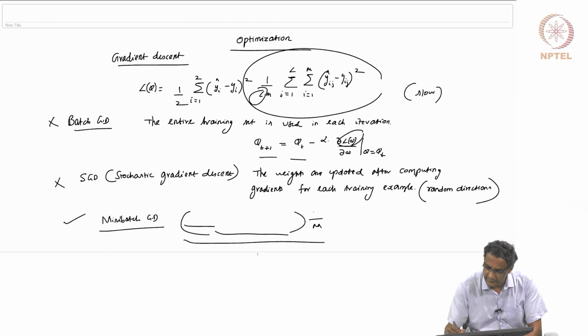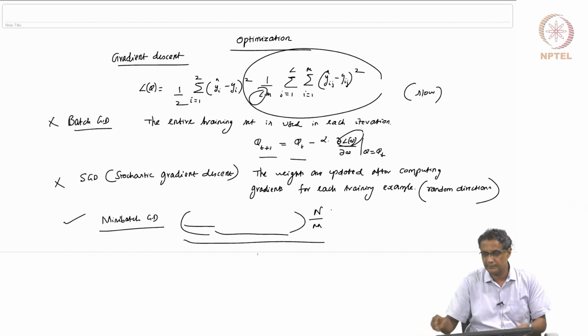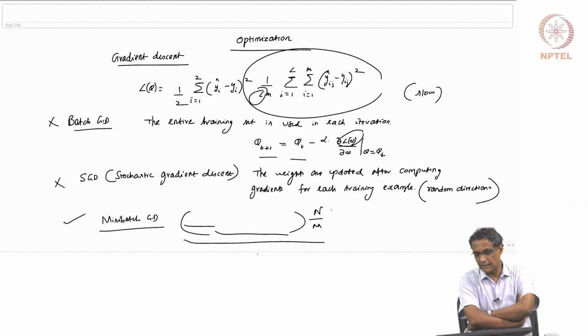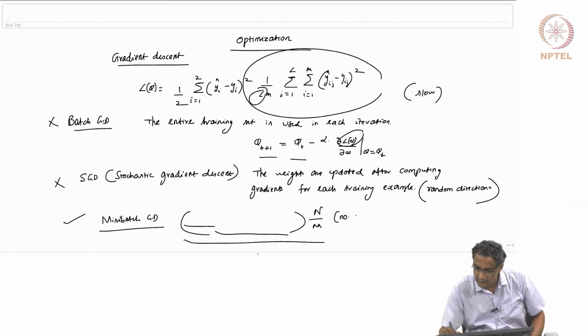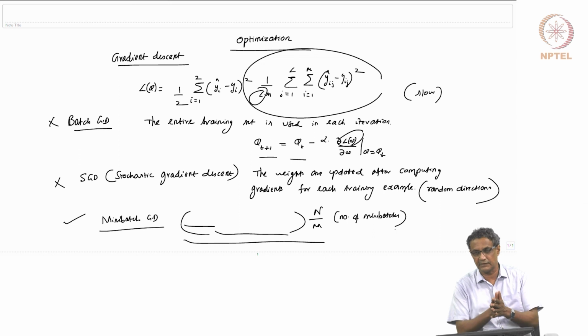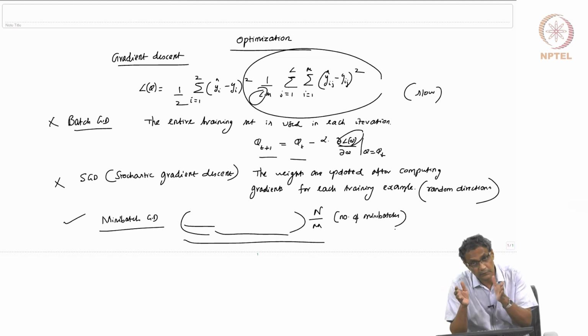So I'll just make this N, where N is the total number of training samples, and N by M will be the number of mini batches, and M is the number of examples in one mini batch. So over M examples you will compute the error, then update the weights, and then you do this in an iterative manner.